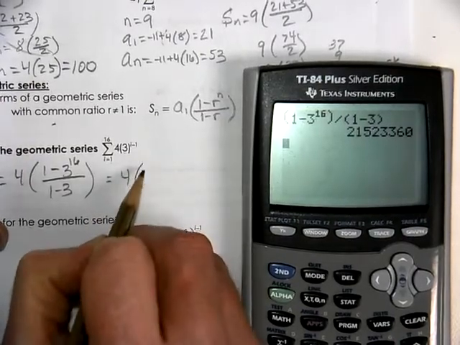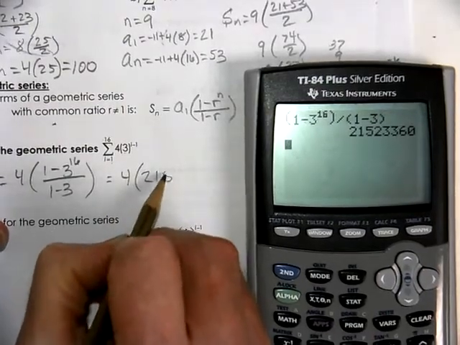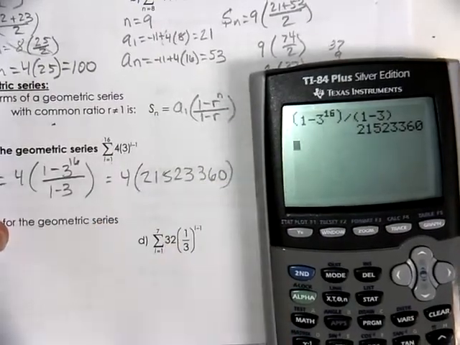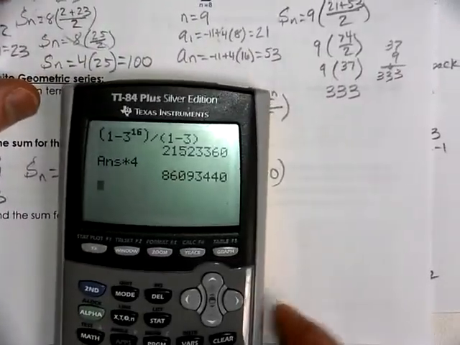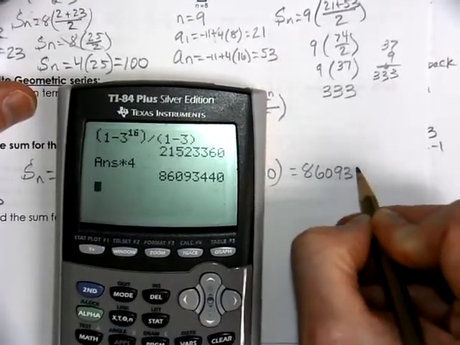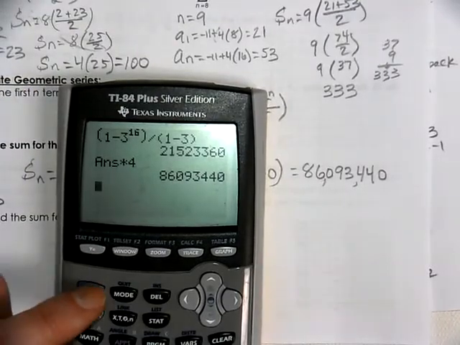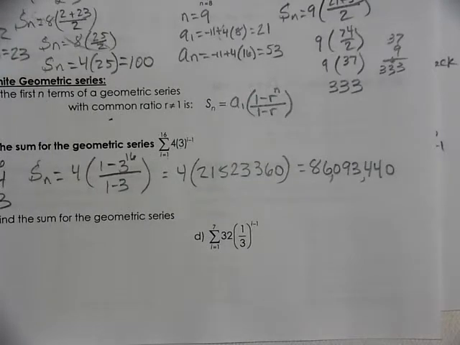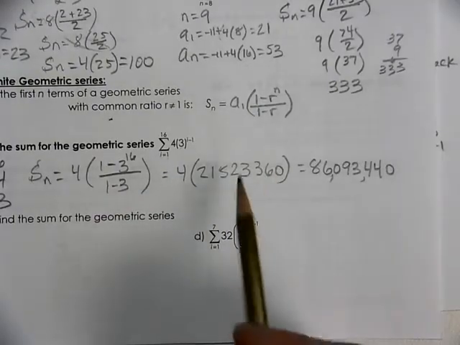So this is 4 times, looks like 21,523,360. And times that by 4, and that'll give us 86,093,440. So it's just a matter of finding the parts that you need and using our formula to calculate it.